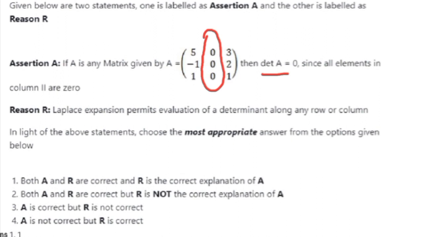First of all, we will see what is the Laplace expansion of this very matrix. The determinant is 0. I will show you how it is 0, and whether it is done by the Laplace expansion method. So we will see what the Laplace expansion method actually is. So we will take this very example. We are given the matrix.